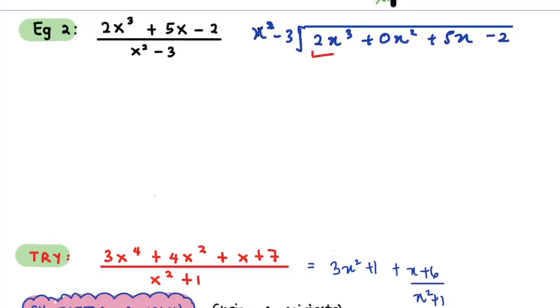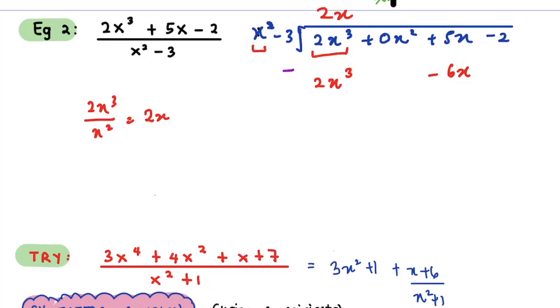So now let's focus on the first term. So the first term, 2x cubed divided by x squared. We can divide this. This will become 2x. So let's write 2x here. Then multiply 2x towards your whole divisor here. So 2x times x squared, this is 2x cubed. And then 2x times minus 3, this is minus 6x. So let's write minus 6x here according to the same power of x here.